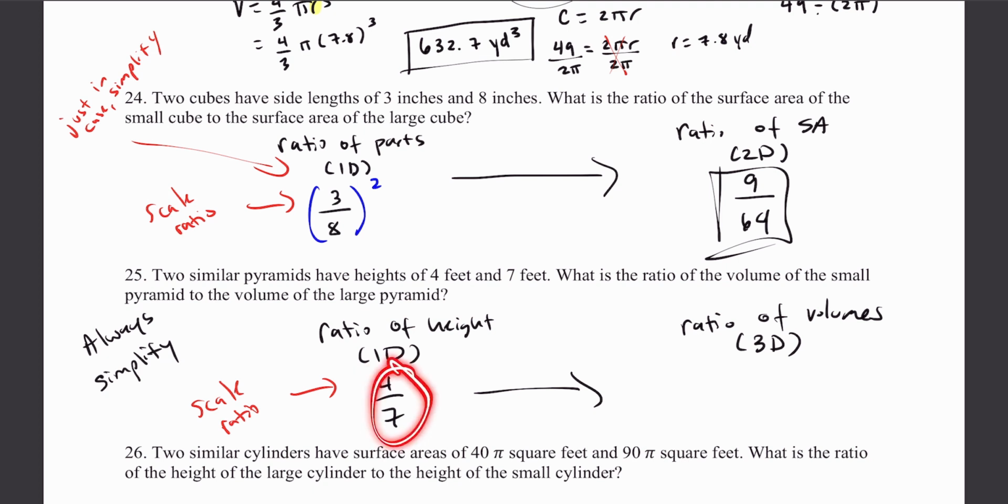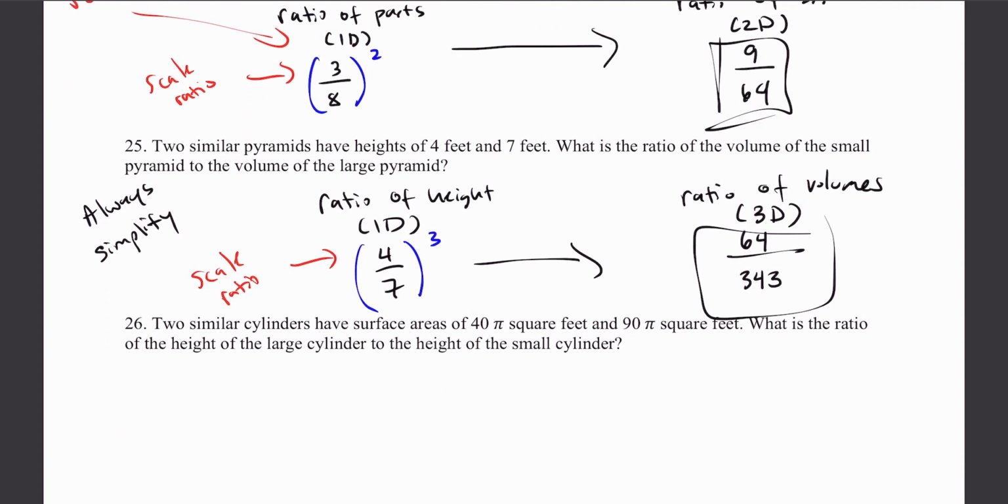Okay, this is currently 1 dimensional. I gotta raise it to the 3rd power. So raise your ratio to the 3rd power. So 4 to the 3rd power, what is that? 4 to the 3rd power is 64, over 7 to the 3rd power is 343. Is that your answer? Yes, that's your answer. Very, very nice.